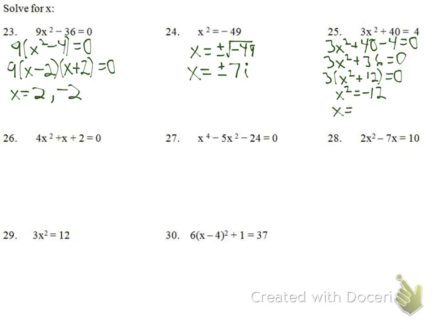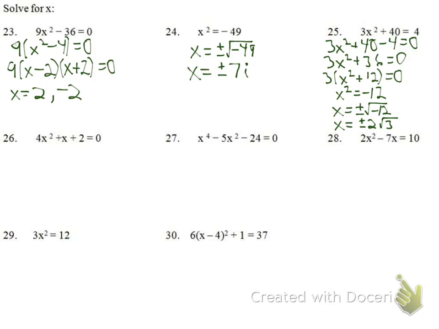Square root of that, we get x equals plus or minus the square root of negative 12. It's going to be an imaginary number. The square root of 12 simplifies to be 2 root 3. So we're going to write plus or minus 2 root 3 i.